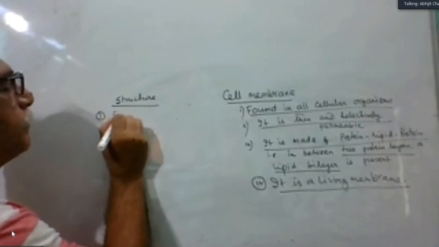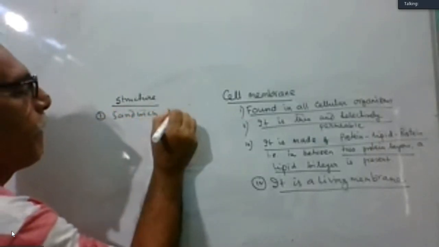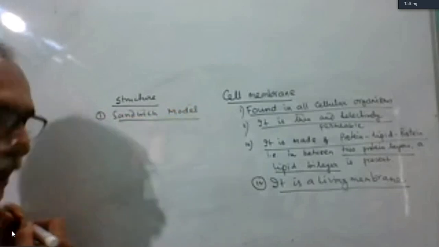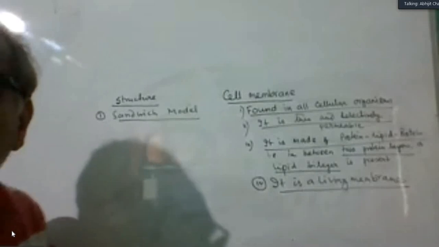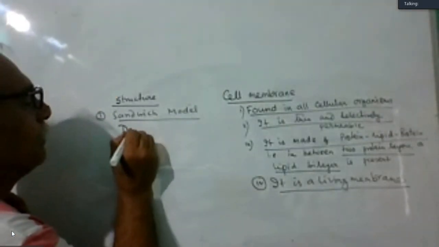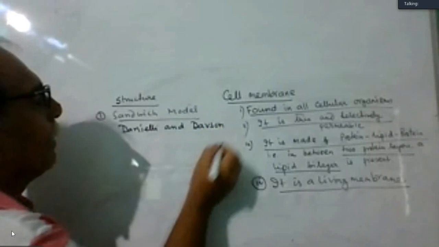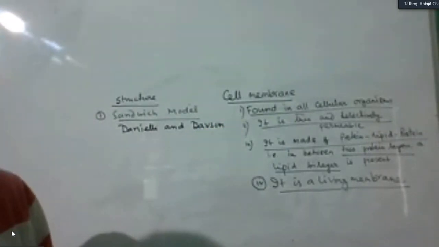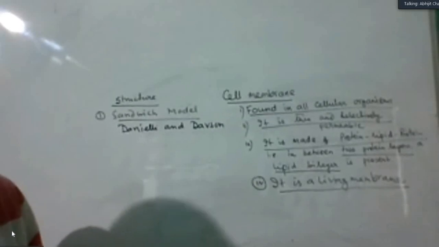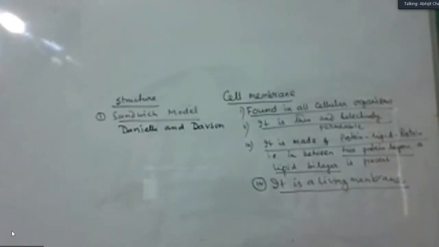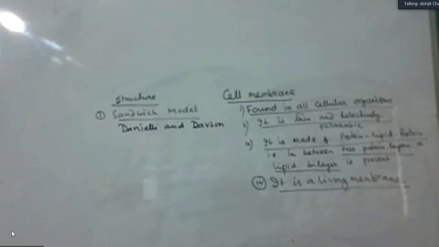First one is the sandwich model, proposed by Danielli and Davson. And according to this sandwich model, you know what it appears like. I am showing you. Look.